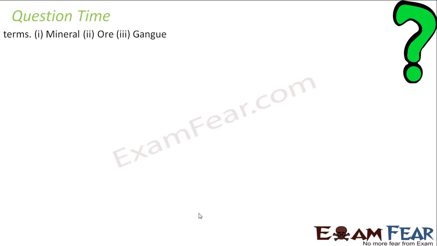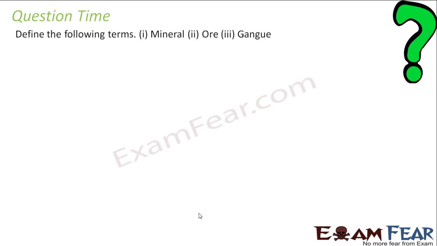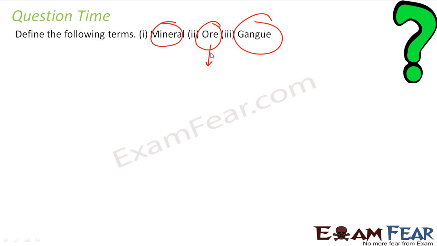Now is the question time. Define the terms gangue, mineral and ore. As we have told, mineral is nothing but the natural state in which you get metals, right? And they occur in combined state also. Ore is a subset of minerals from where you can extract the metals profitably, and gangue is the impurities in the ore.